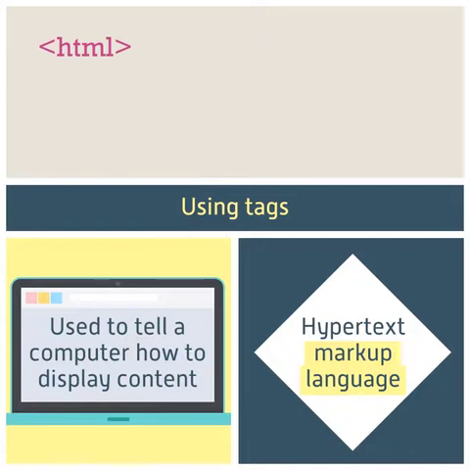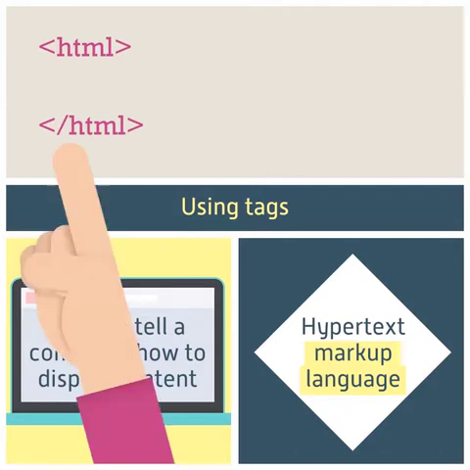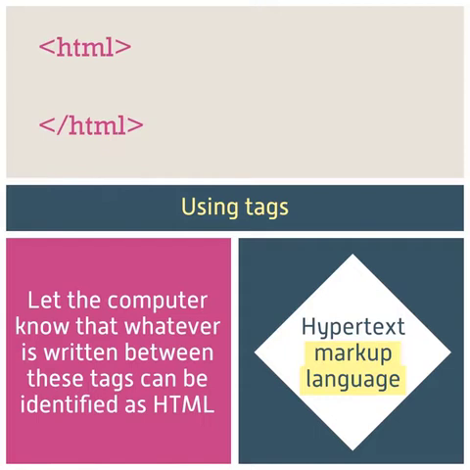Near the top of an HTML document will be this opening tag, and near the bottom will be its partner, the closing tag. See how it's almost the same, except for the /. Most tags come in pairs like this, and they let the computer know that whatever is written between these tags can be identified as HTML.